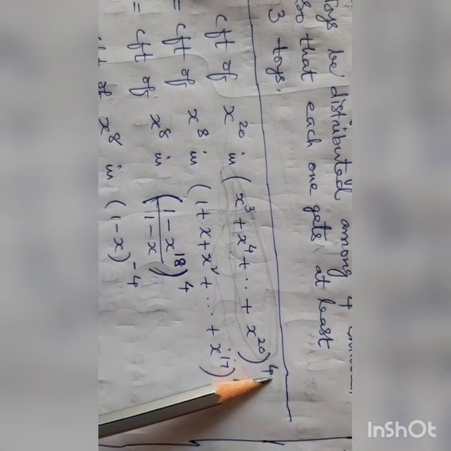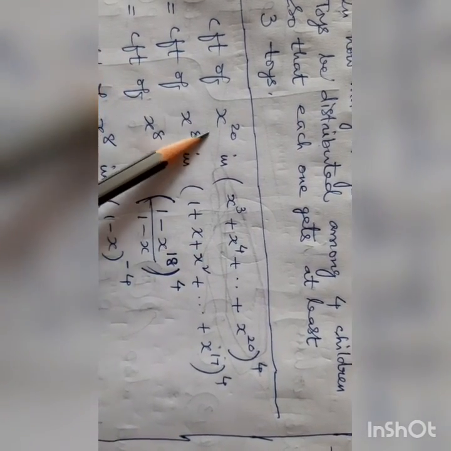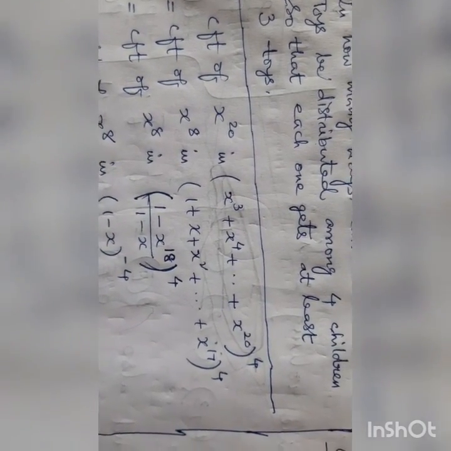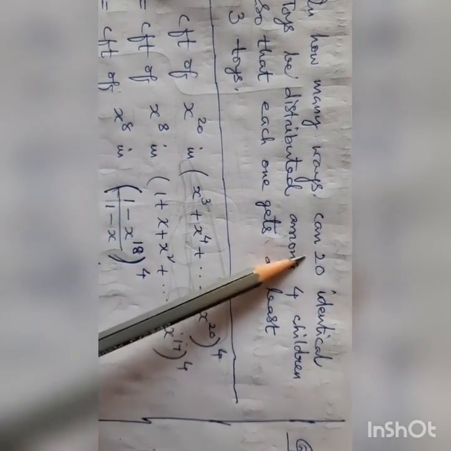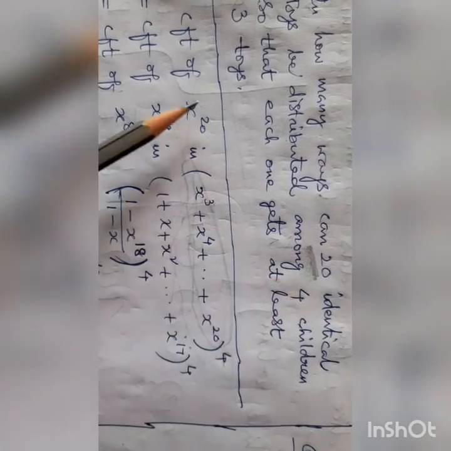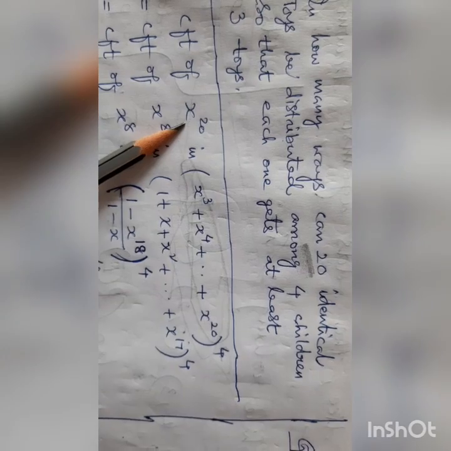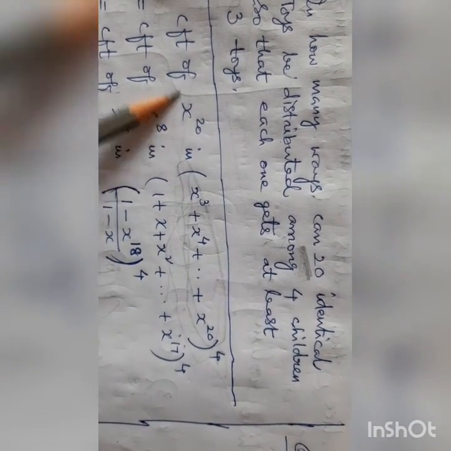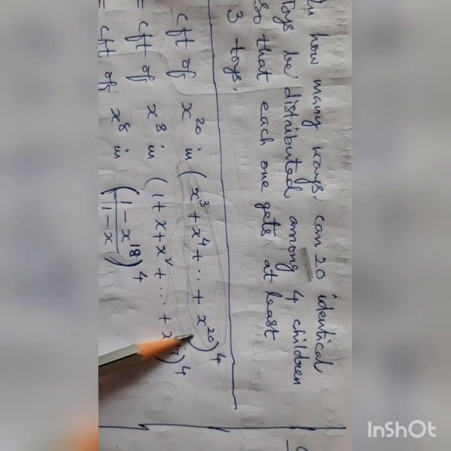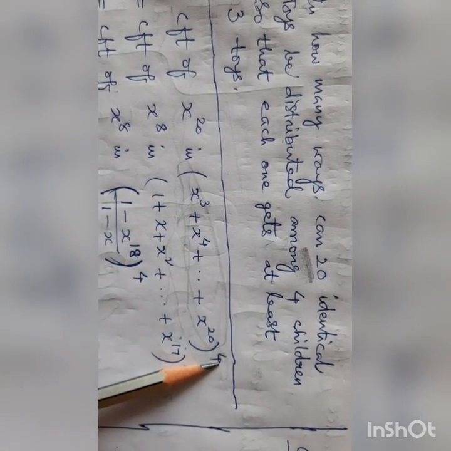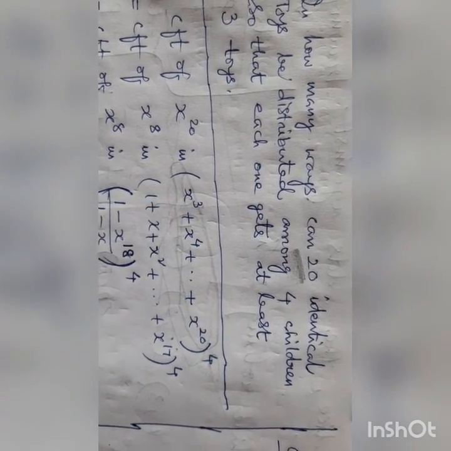Just like the previous mangoes question we have done, like that only. We want the coefficient of X power 20, because we are counting how many ways 20 identical toys can be distributed. In the previous question, with 30 mangoes, we found the coefficient of X power 30. Similarly, we find the coefficient of X power 20 like this. How many children? 4 children. Each child gets at least 3 toys.